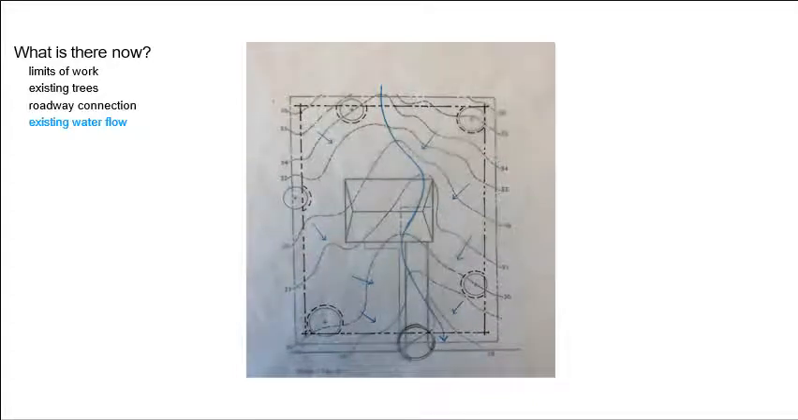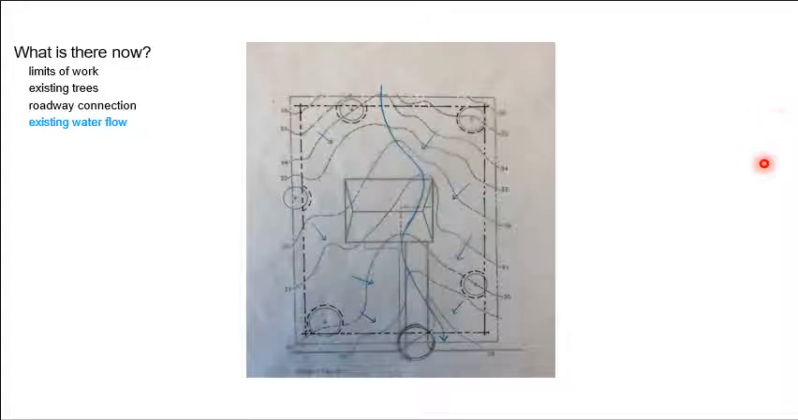Another critical part of what is there now is you need to analyze where the water flows. So in this case, we have water flowing in towards the center from all sides, and then the water before the house is built is running right down the center of the site. So you can see this creates a perfectly natural conflict because you've got a building right in the middle of where the water is going to go.